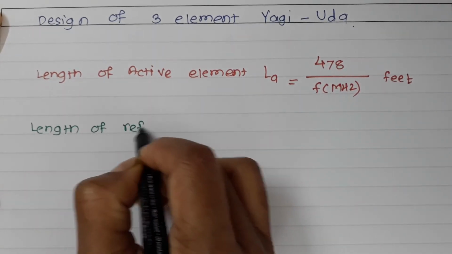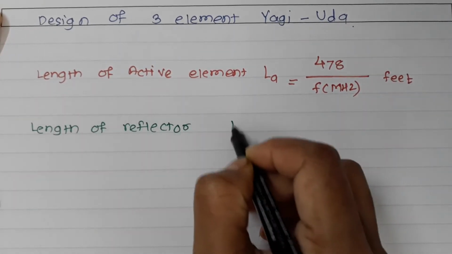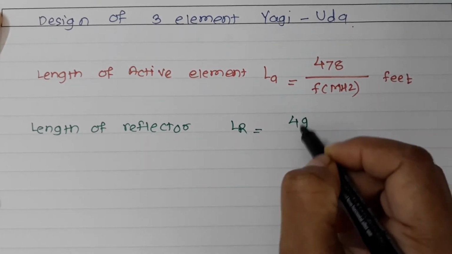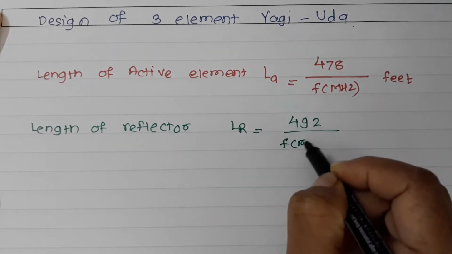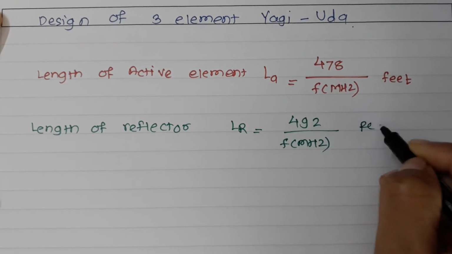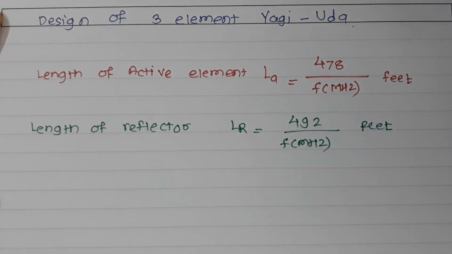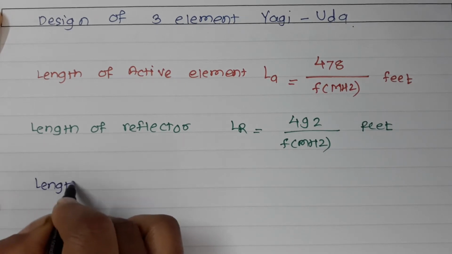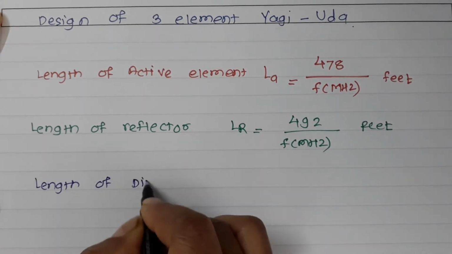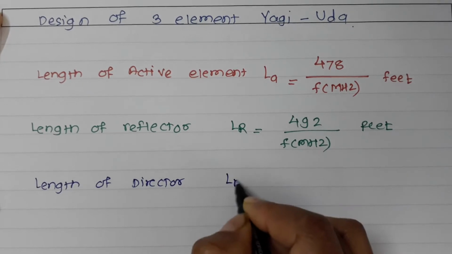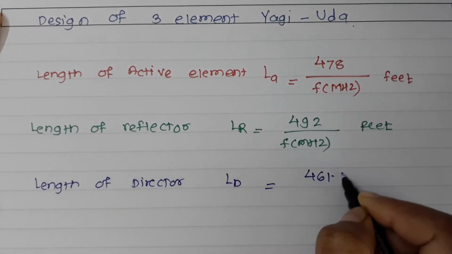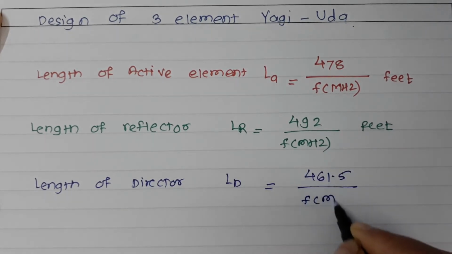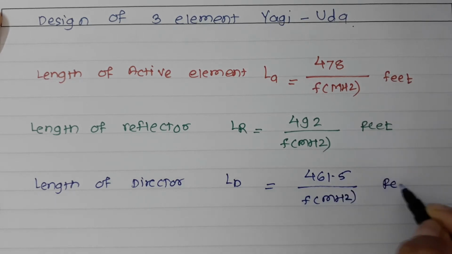As we know, our reflector is always greater than this one, so LR is equal to 492 divided by frequency in megahertz. Now this will be in feet. The third is the length of the director, as it will have only 3 elements. So the length of the director, LD, is 461.5 divided by frequency in megahertz. Now this will be in feet.